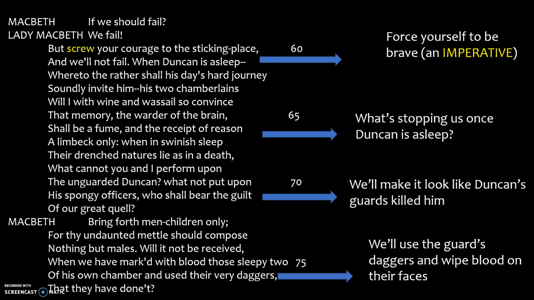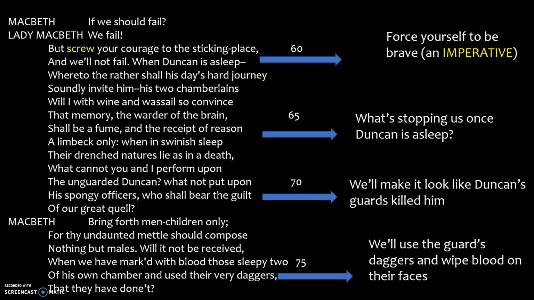Then she goes on in the middle bit there with the arrow, my second arrow, basically describing that when Duncan's asleep, he's vulnerable. What is there stopping us doing anything to him when he's in his swinish sleep, as she says on line 67 there? What can we not do to the unguarded Duncan, it says on line 70, talking about the fact that they're going to drug the guards outside his chamber to make it look like they have been the ones who shall bear the guilt, as she says on line 71.